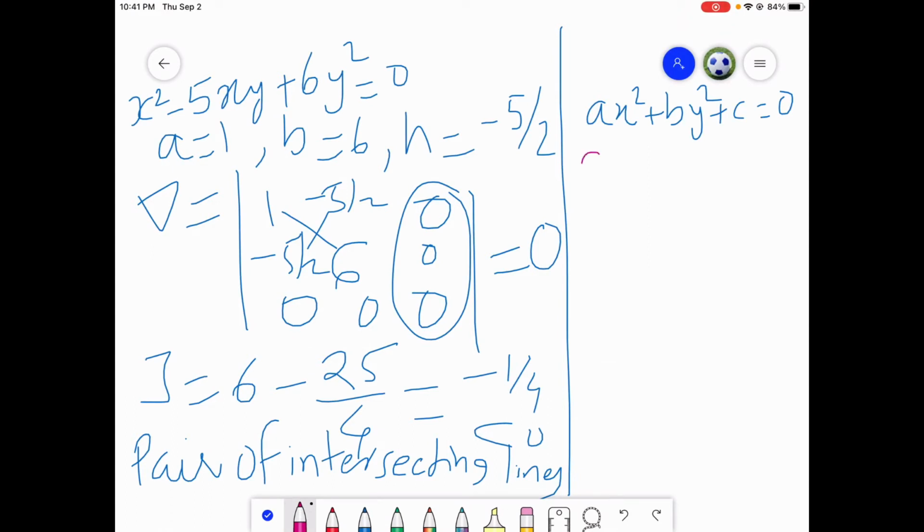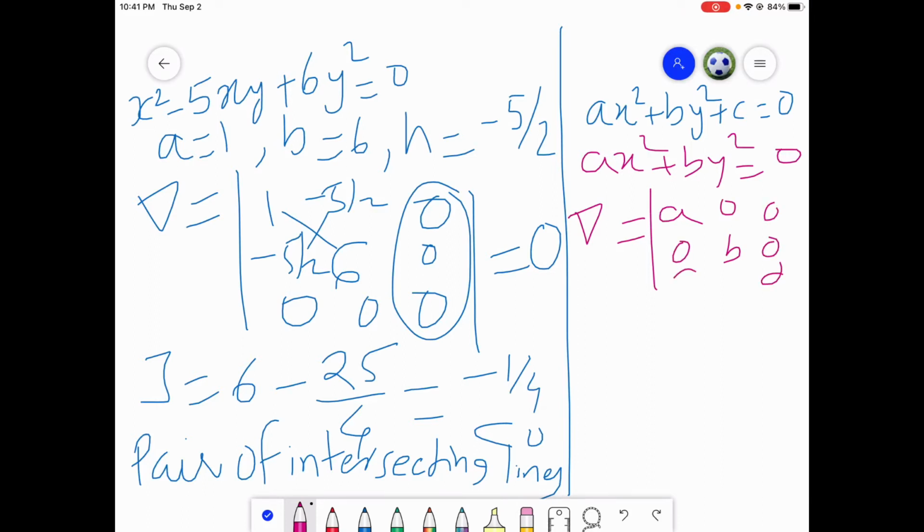So what do I get? Ax square plus by square is equal to 0. So what is the delta over here going to be? A is A, B is B and everything else is 0, right? That's it. What do I get? Delta is also equal to 0. And what about J? J I get as AB minus 0 square, which is equal to AB.